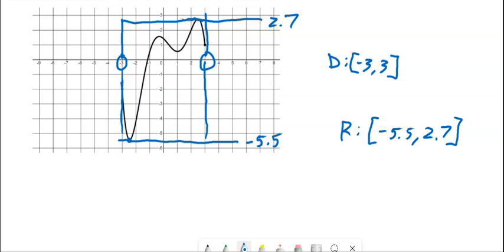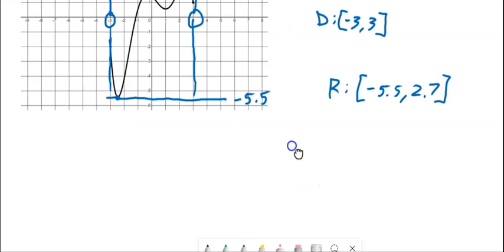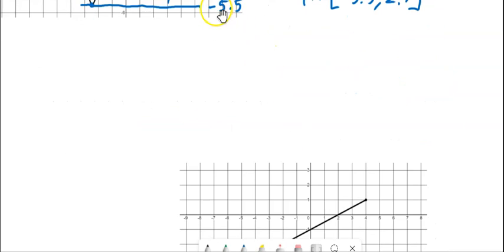Again, all we're doing is boxing in the whole function so that we can see the lowest point up to the highest point for the range, and for the domain, it's the leftmost point to the rightmost point. That's all we're doing for domain and range. All right, we got a couple more examples here. Let's look at this one.